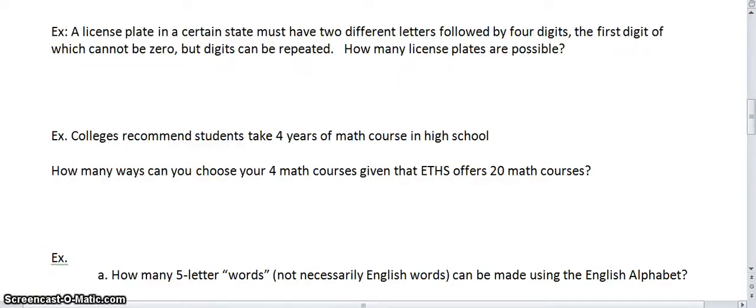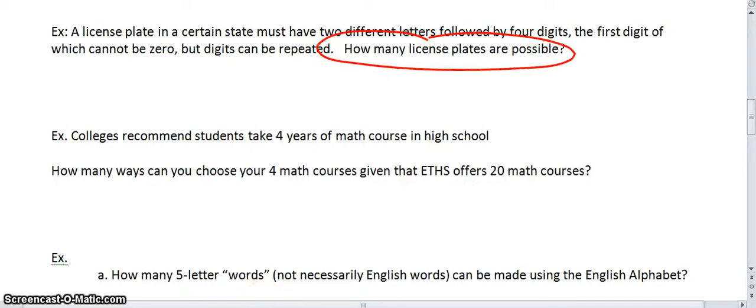Now, the main point of today is to learn how to actually count these things. So how can you answer a question such as this? A license plate in some state must have 2 different letters followed by 4 digits. The first digit cannot be 0, but digits can be repeated. How many different license plates are possible? This is what combinatorics does for us. It helps you count things. How many license plates are possible? You're counting how many ways you can make a license plate.